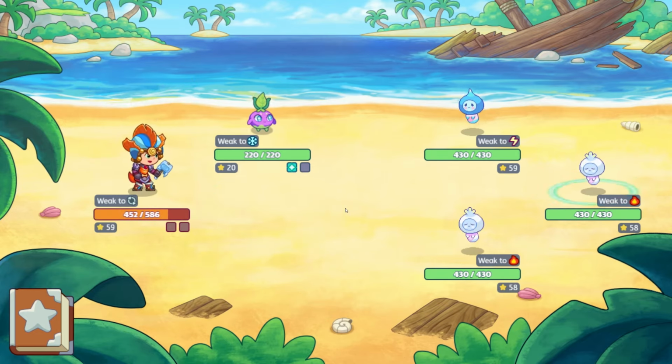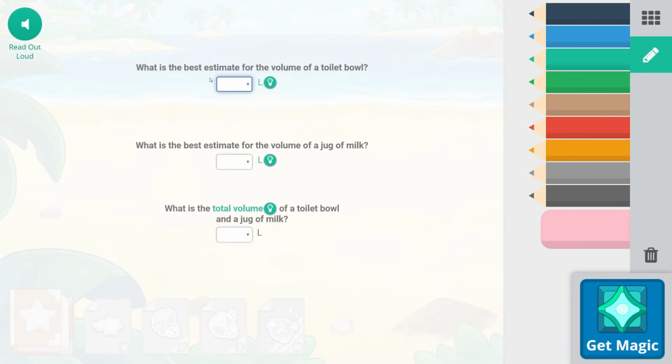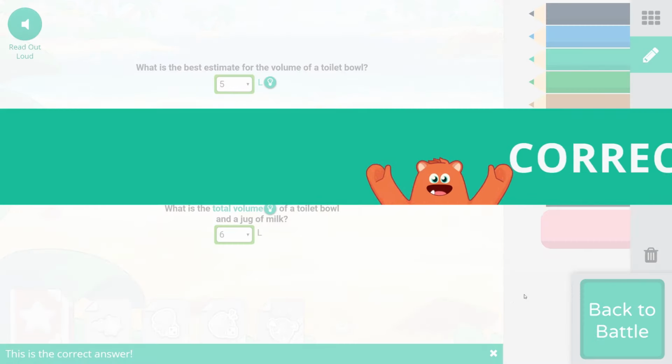All right, got another hit there. What is the best estimate? So we're doing estimates for the volume of a toilet bowl. A toilet bowl should be 5 liters of water. A jug of milk should be 1 liter. And then the total volume of a toilet bowl and a jug of milk should be 6 liters. If you mix the two, don't drink it.